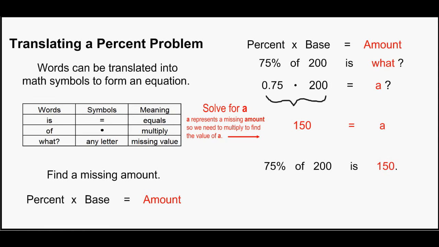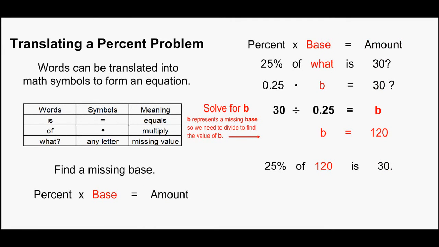Let's try another example. 75% of 200 is what? Again, we're missing an amount. We will represent that by the variable A. 75% is 75 hundredths, of is multiply, and 200 is our base. 75 hundredths times 200 is 150. We solve for A, the missing amount. A equals 150. 75% of 200 is 150.